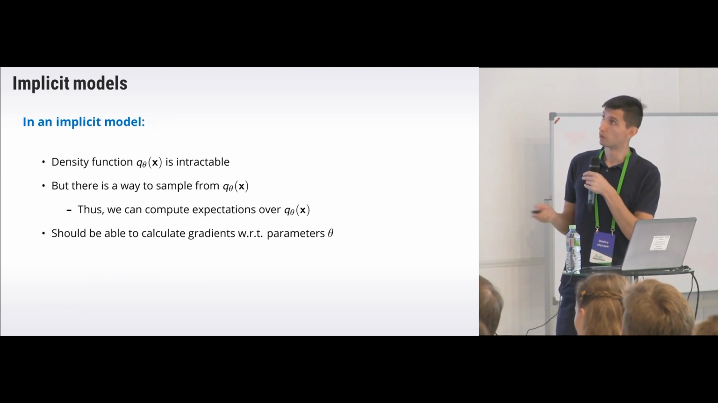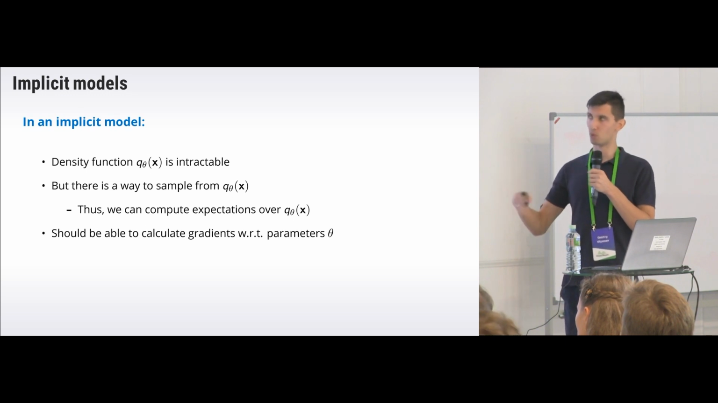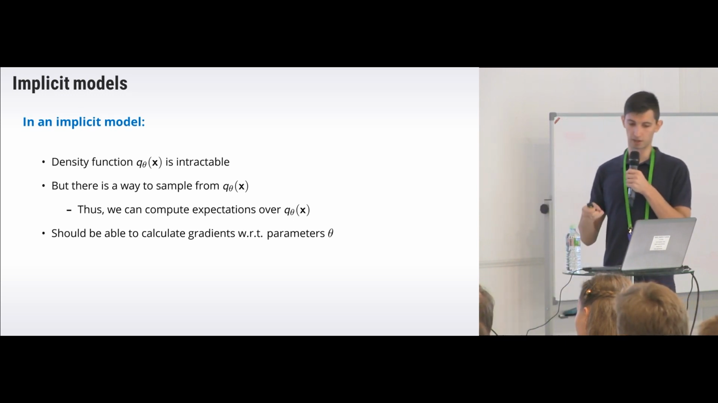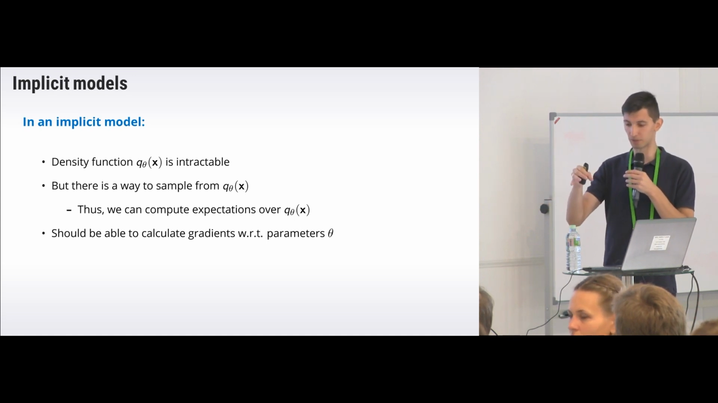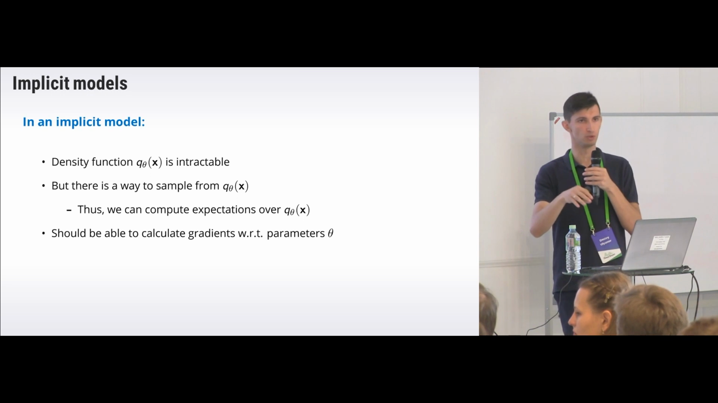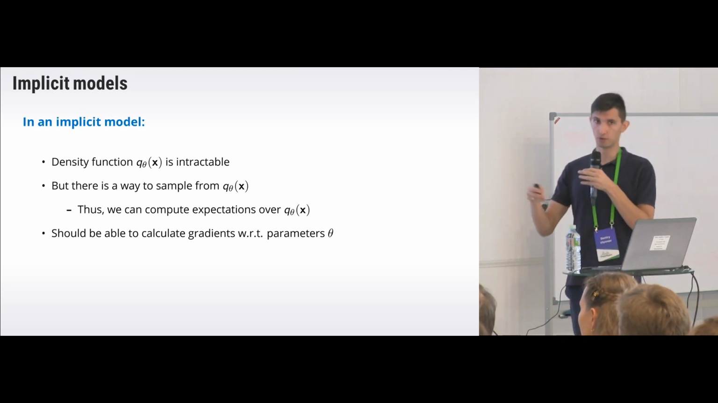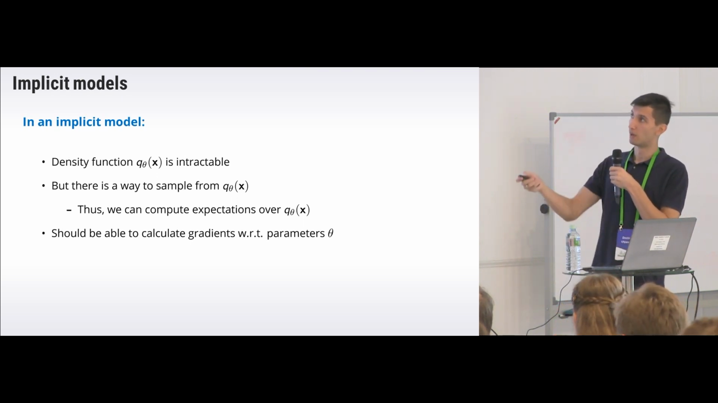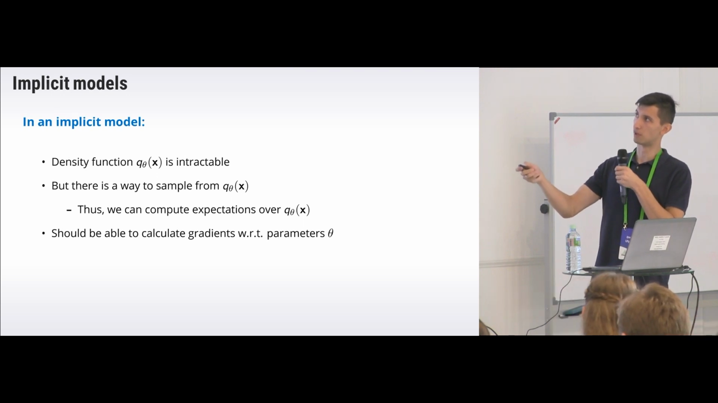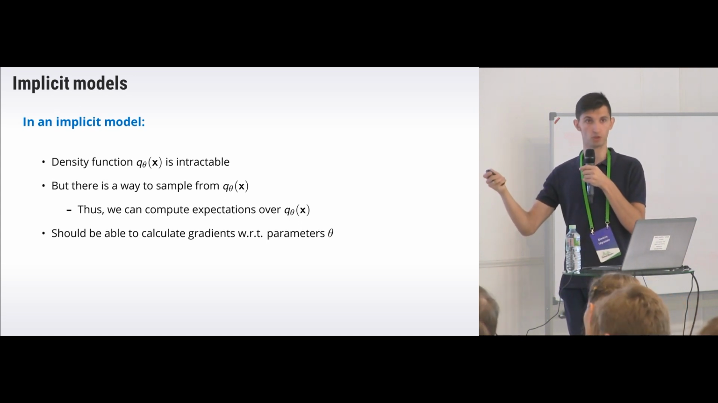Okay, so actually we are now talking about implicit models. Again, an implicit model is when we parameterize our distribution Q with a generator, and we can only sample from this distribution and learn this generator with some learning objective. So in implicit models, the density function is intractable, but we should have a way to sample from Q of x. We do it with the generator G.